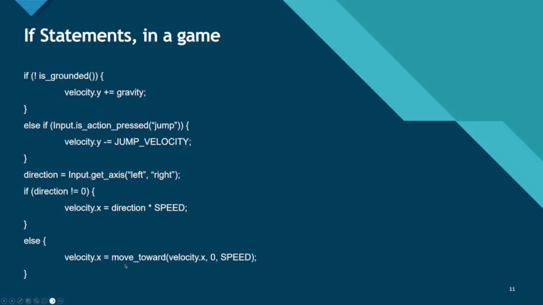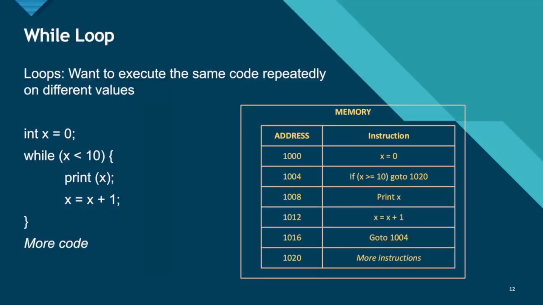Otherwise, we're going to do this move toward, and basically what this does is it linearly reduces their velocity to 0. So it's like applying friction. At some point, friction's just going to stop them, but they're not going to stop on a dime. They're going to kind of slow down, and then eventually they will hit 0. So that's it for if conditionals.